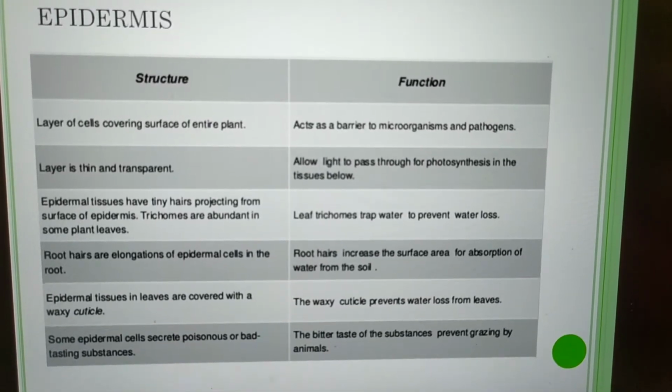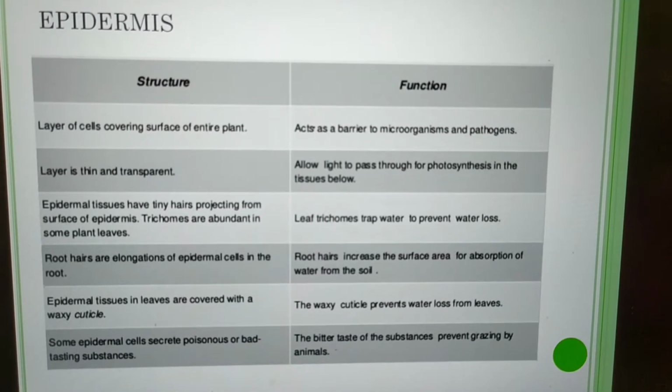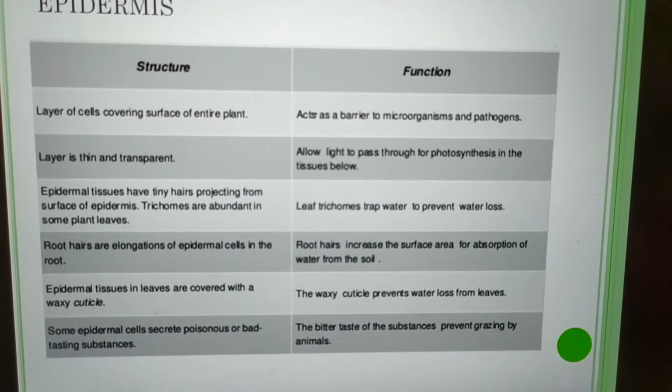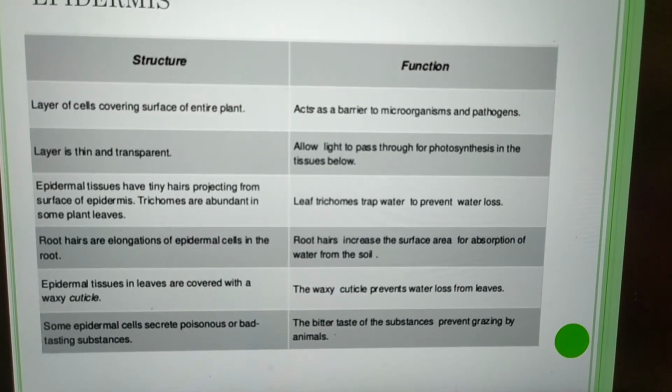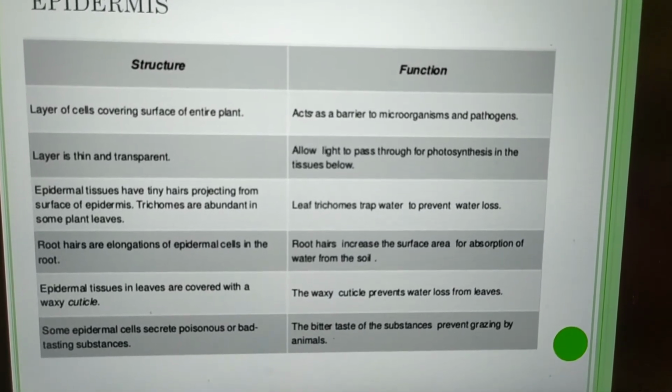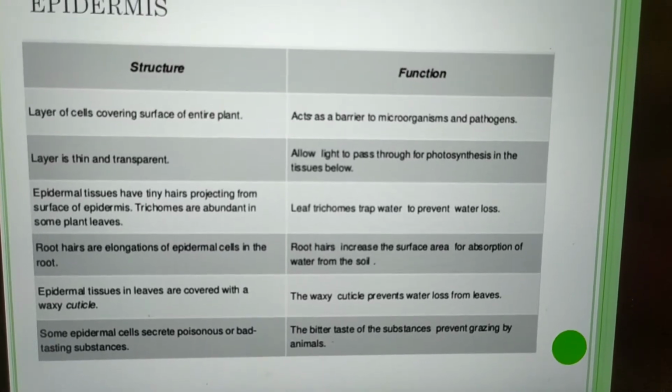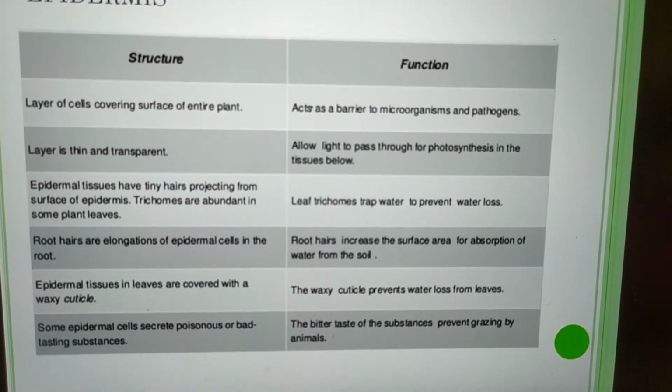Epidermal tissues in leaves are covered with a waxy cuticle. Some epidermal cells secrete poisonous or bad tasting substances. So what are the functions? This is about the structure. So coming to the functions, epidermis acts as a barrier to microorganisms and pathogens.